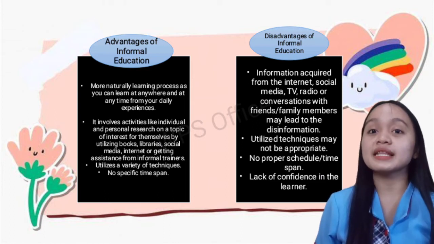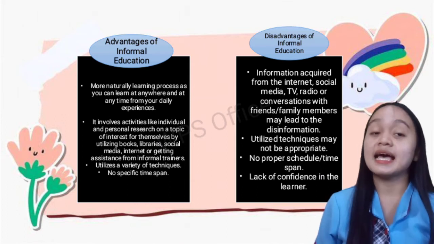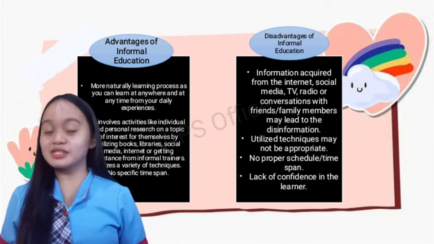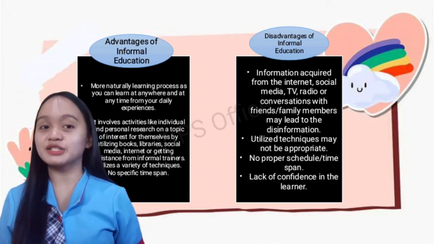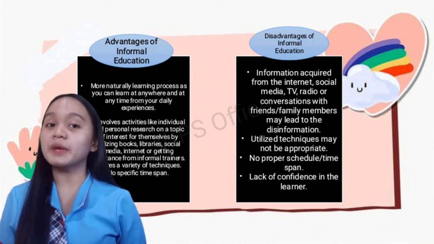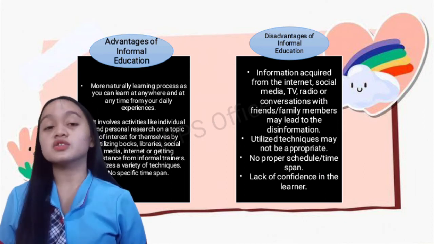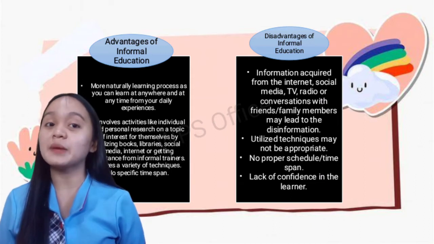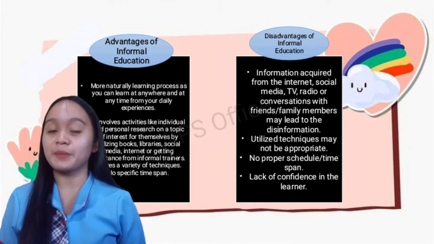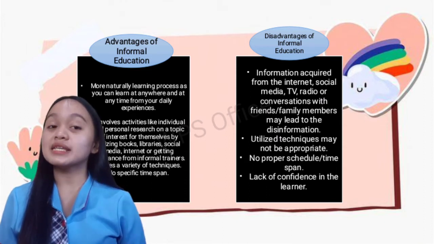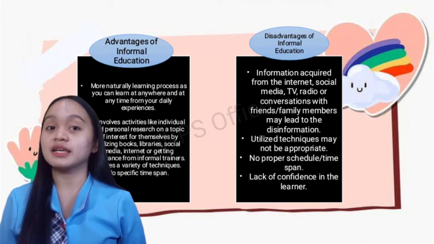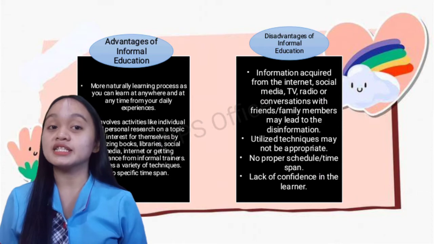Third, it utilizes a variety of techniques. And the last is no specific time span. And now let us move on to the disadvantages of informal education. So first, information acquired from the internet, social media, TV, radio, or conversations with friends or family members may lead to disinformation. Second, utilized techniques may not be appropriate. Third, no proper schedule or time span. And the last is lack of confidence in the learner.